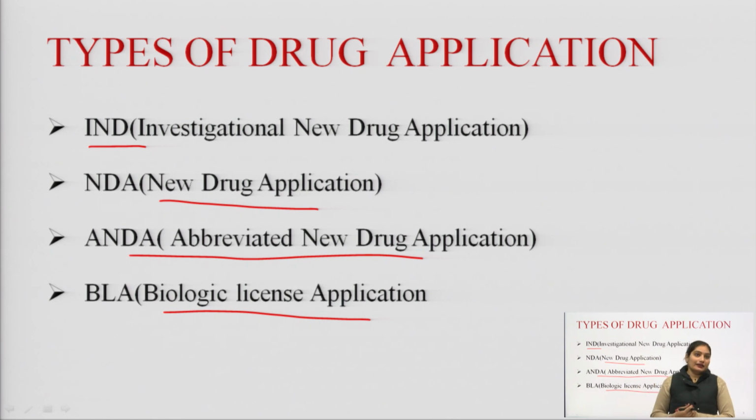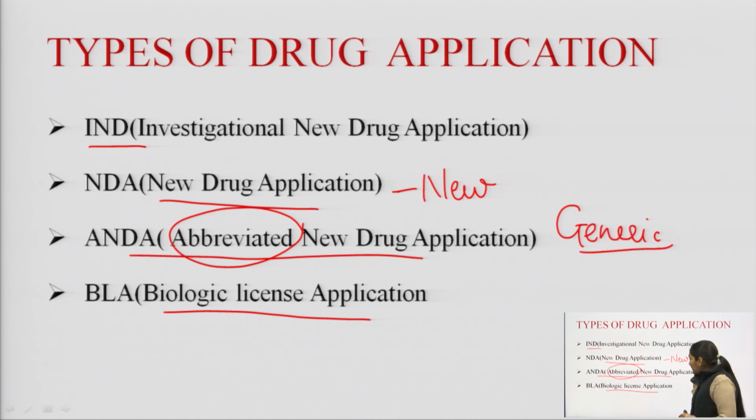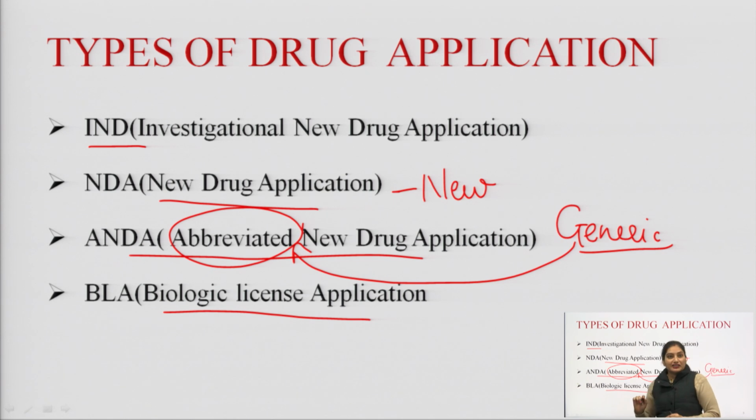Next is the ANDA. What is ANDA? Abbreviated new drug application. Okay. This is related to the generic drugs. New drug application is related to new products or new molecules that are screened out, but ANDA is related to the abbreviated new drug product and it is related to generics. And these generics are also known as abbreviated. Okay. Next type of application is BLA, that is biologic license application.